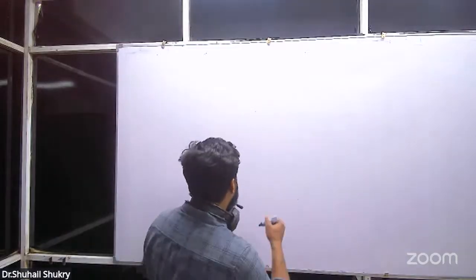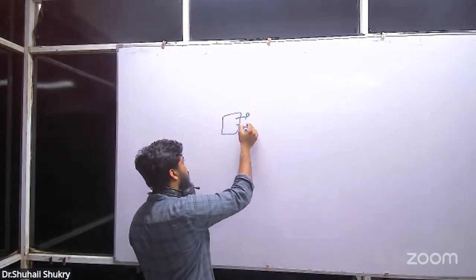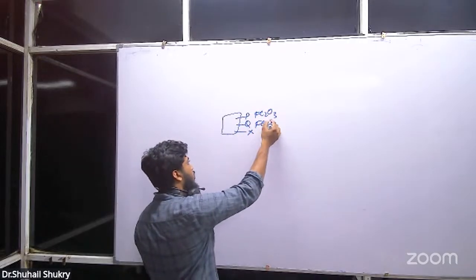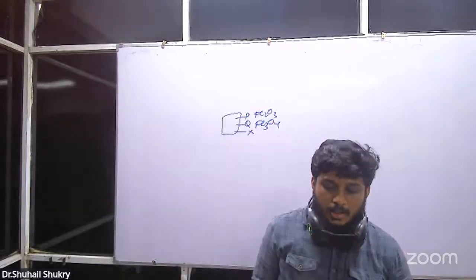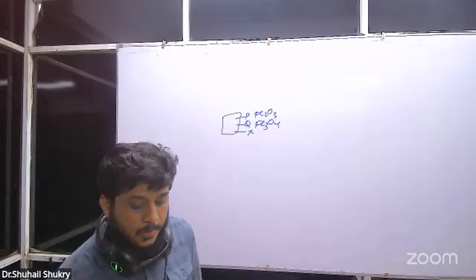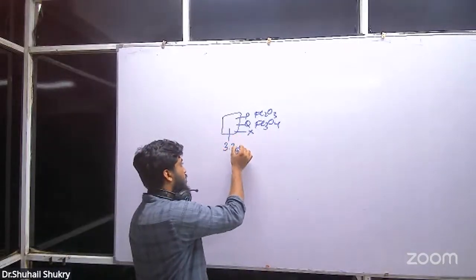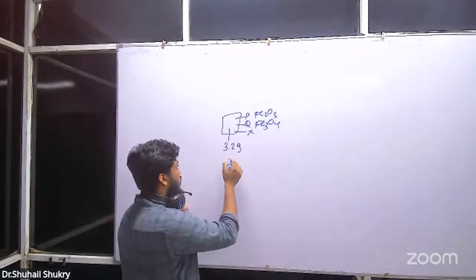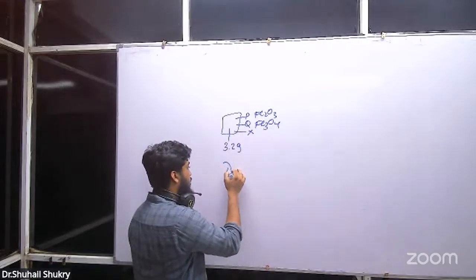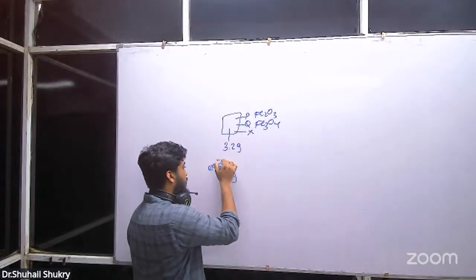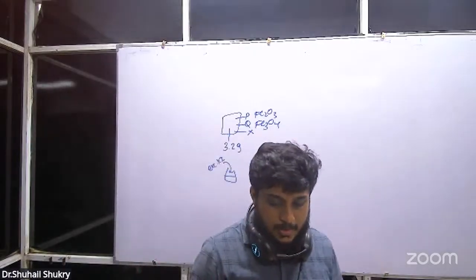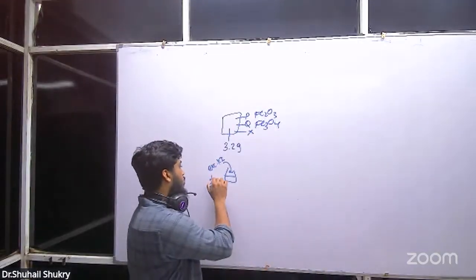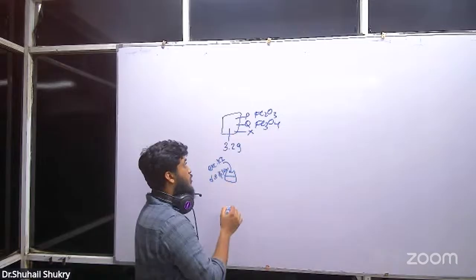Right. So what are they telling? There are three substances: one is P, one is Q, and one is X. They have told P is Fe2O3, Q is Fe3O4. Now, 3.2 grams of sample X was treated with excess KI. You put excess KI for this, in the presence of dilute H2SO4. The H2SO4 also should be there.